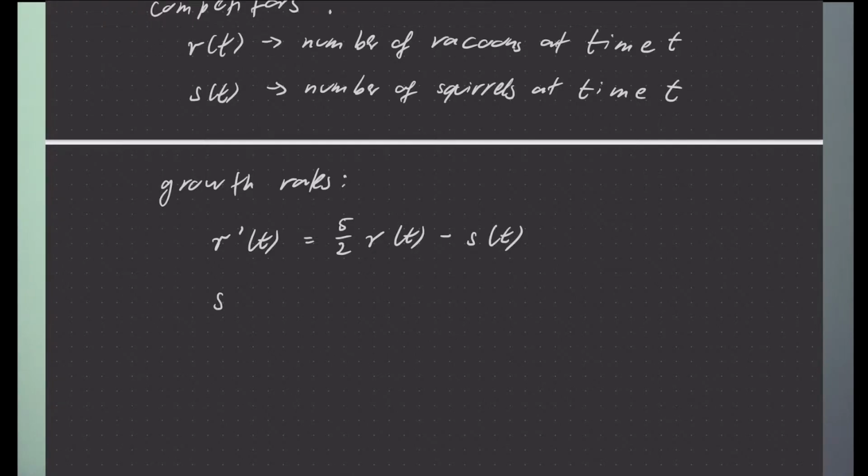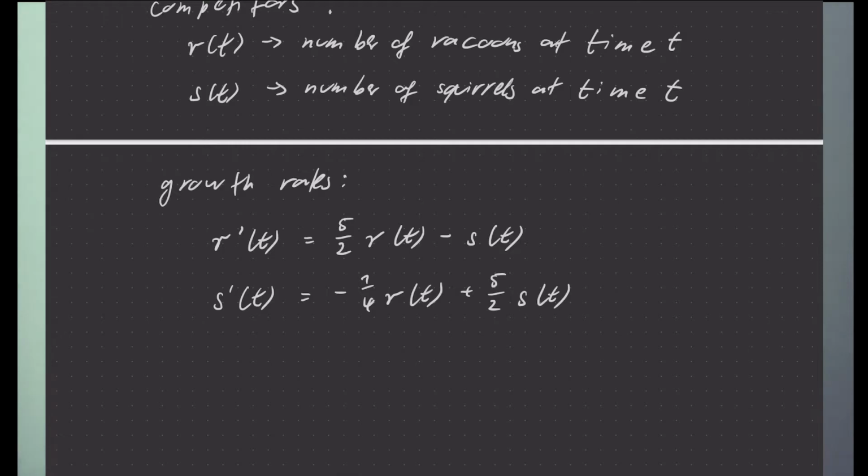And similarly for S, the growth rate S prime of t depends negatively on the raccoons. So let's say this is minus 1 over 4, the current raccoon population, plus 5 over 2, the current squirrel population. So the question is, given some initial values for these two populations, how will they evolve over time? Will there be something like a natural balance between the number of raccoons and squirrels?